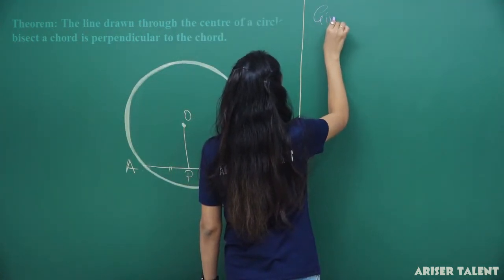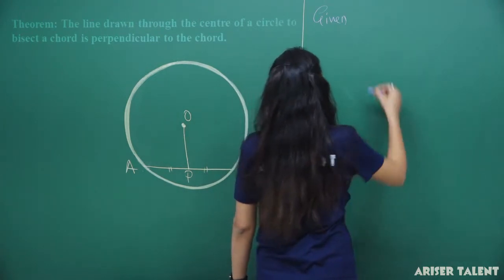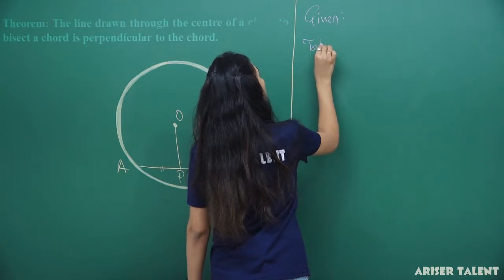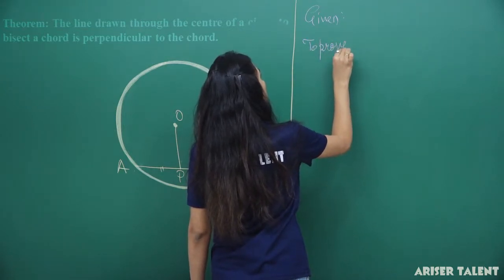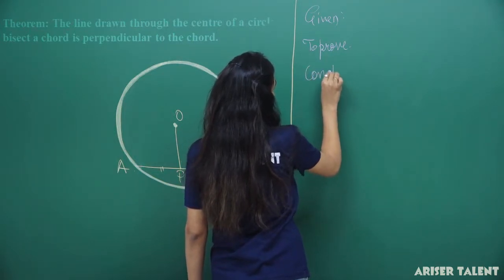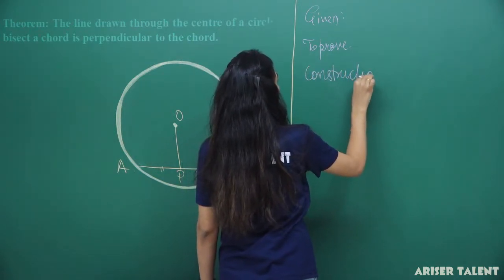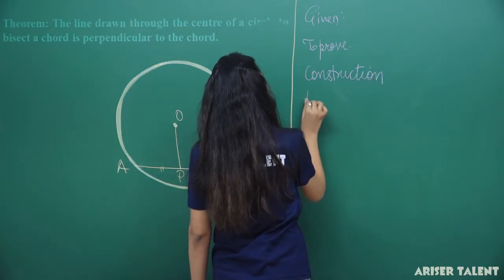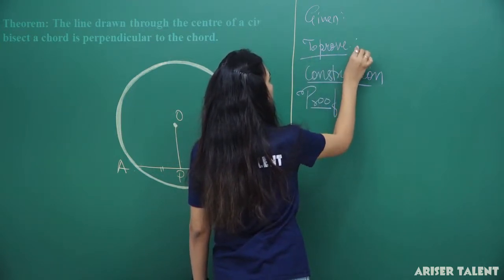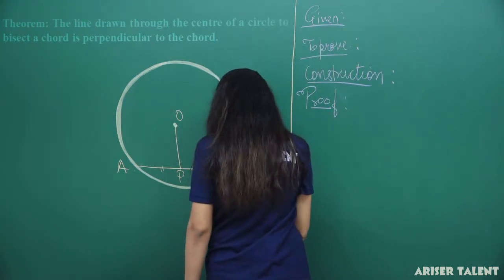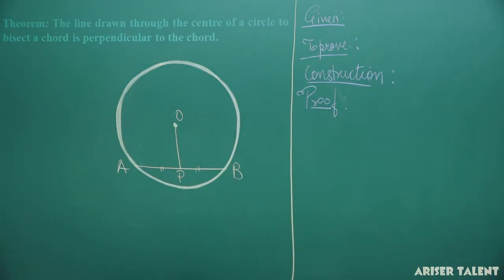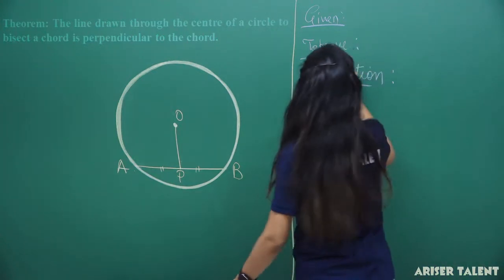So we will start doing this. What do we write? Given. After given, we will write to prove, then construction, and then proof. Okay, very good. Now we'll be having these given things. Given is what?